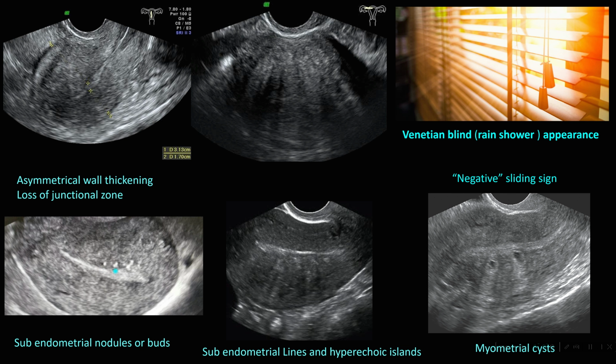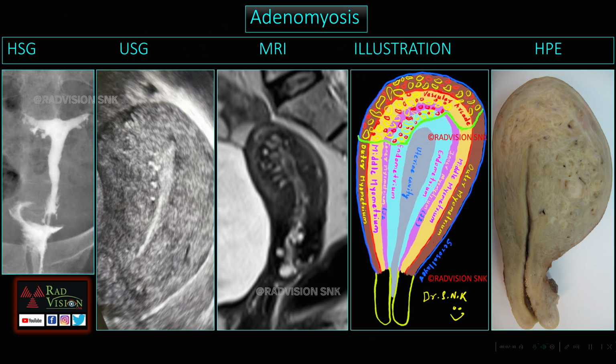And even you can see there are subendometrial nodules. Here you can see these are the subendometrial nodules or buds, and also these are the echogenic islands or subendometrial lines. Here also you can see some Venetian blind appearance, and also myometrial cysts. And even there will be a negative sliding sign: the uterus, vagina and cervix will not slide freely over the colon or the rectum. That is the negative sliding sign, which indicates adhesions that can be seen in adenomyosis and even endometriosis. So this is a classical case of adenomyosis.